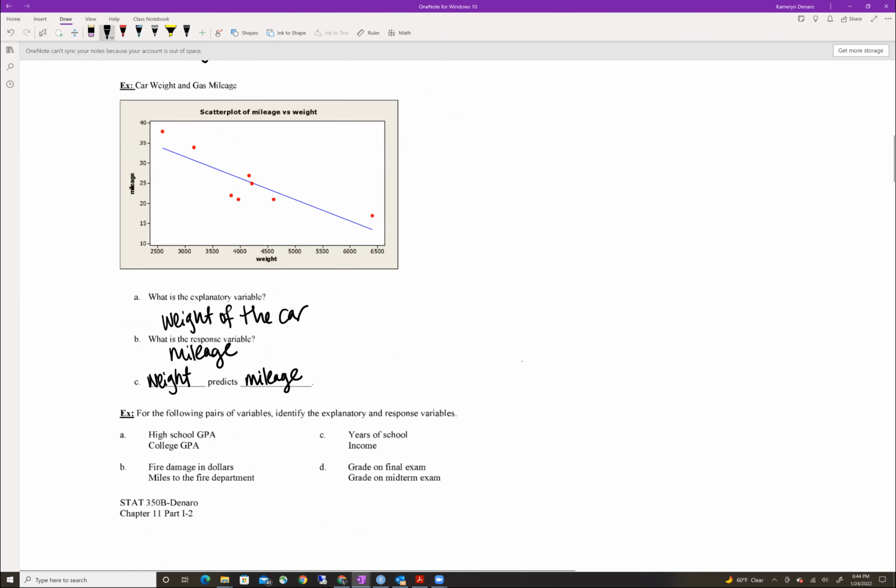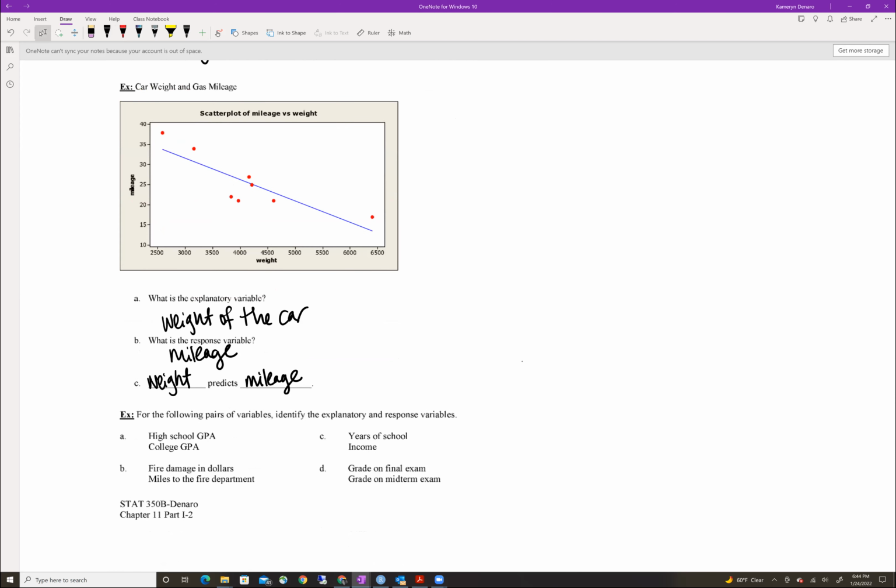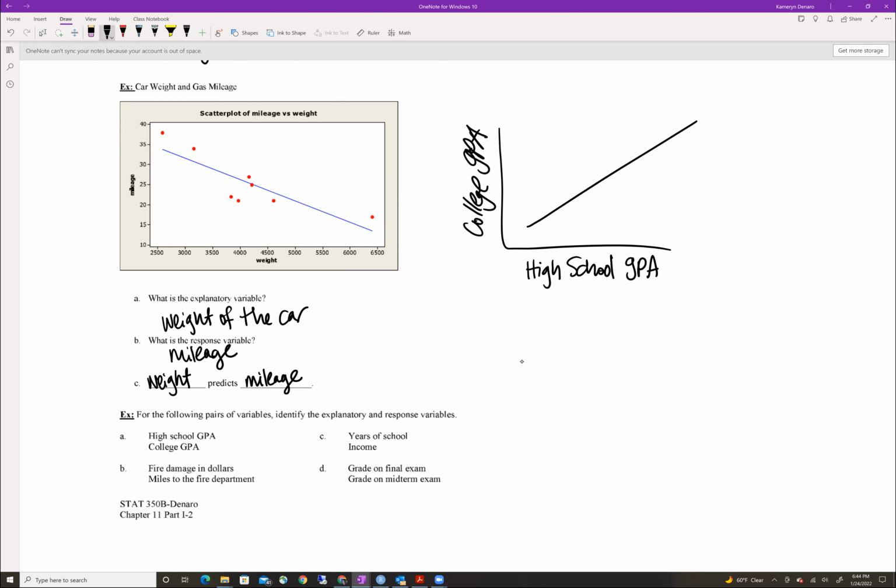So one good thing to practice is if we look at pairs of variables, we can identify the explanatory and response variables. We could also predict the direction of the association. So one thing to think about is which one comes first. So high school GPA and college GPA. So we think that high school GPA could predict college GPA. And in general, I would think that would be a positive association. So as high school GPA increases, college GPA most likely increases.